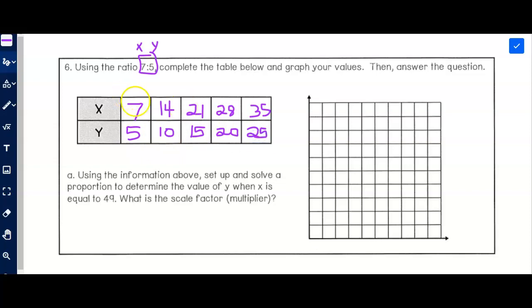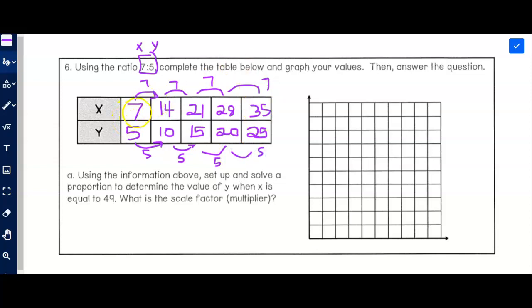So every time I skip count up by 7 here, I'm skip counting by 5 here. So it's a 7 to 5 pattern. I went up 7, I went up 5. So now I'm at 14. I go up another 7, I'm going up another 5. Then up another 7, up 5. Right 7, up 5.